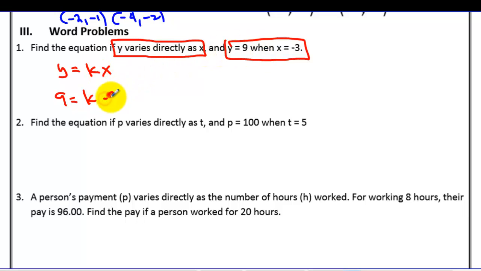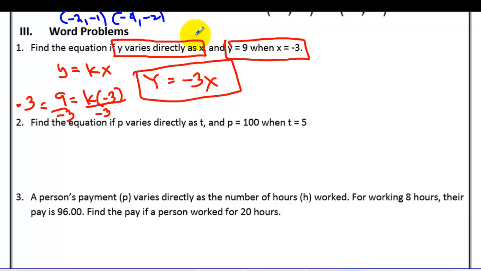X is equal to -3. Solving for k, just divide both sides by -3. We'll get k equals -3. So the complete equation is y equals k, let's write my y here. Y equals k, but our k is -3, x. So this will be the equation of this problem.